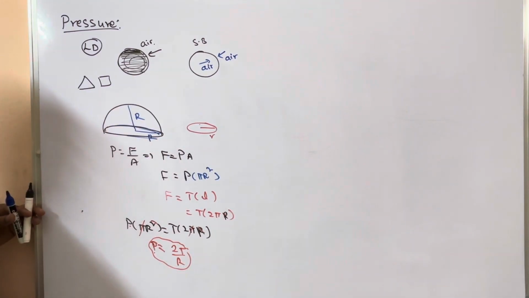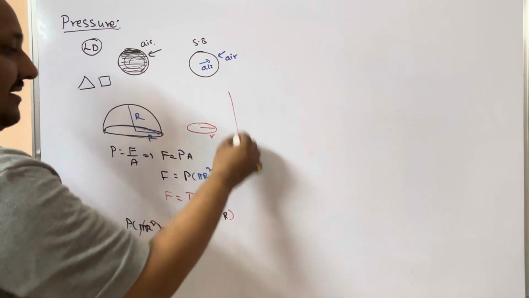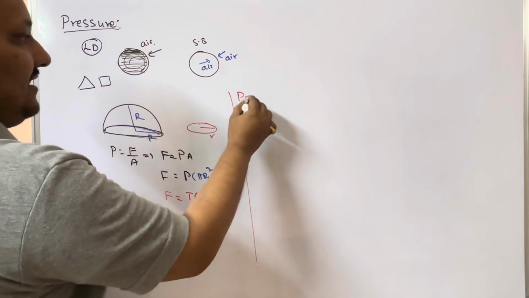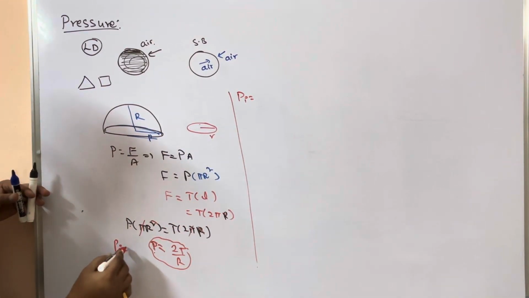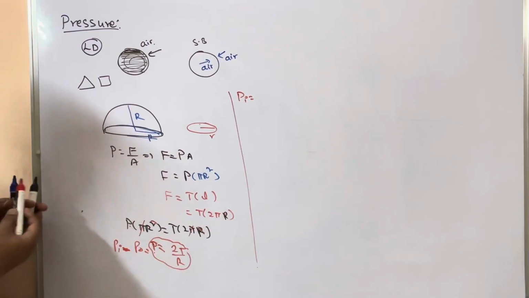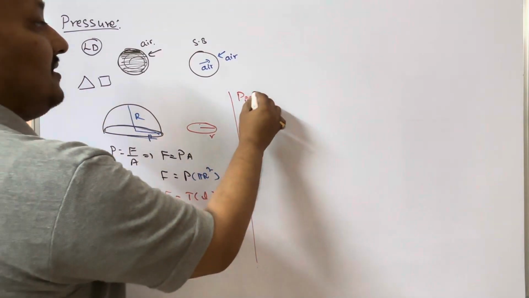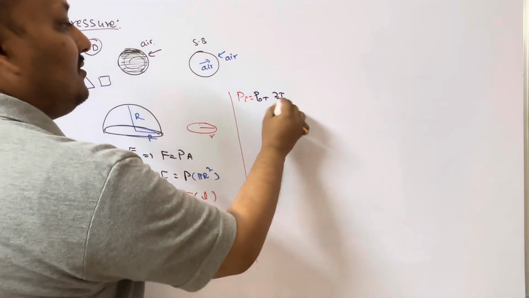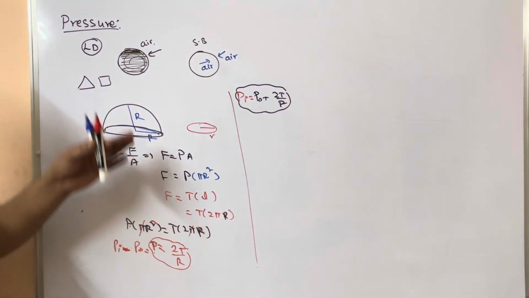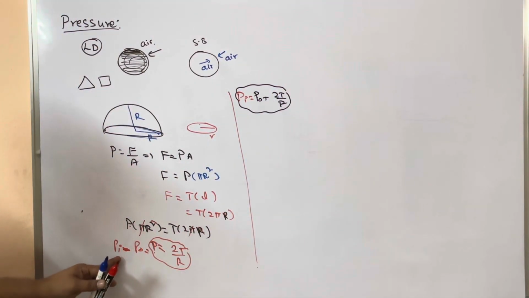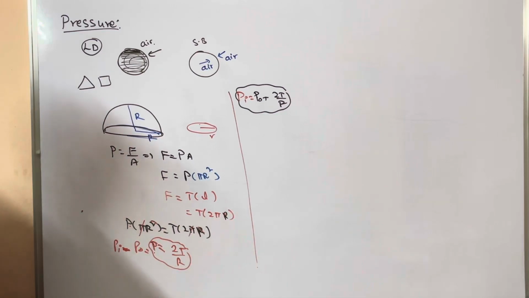This is the excess pressure. So what is the internal pressure they will ask? P can be written as Pi minus P naught, where P naught is atmospheric pressure. So Pi equals P naught plus 2T by R. This is the internal pressure in a liquid drop. And this, 2T by R, is the excess pressure in a liquid drop.